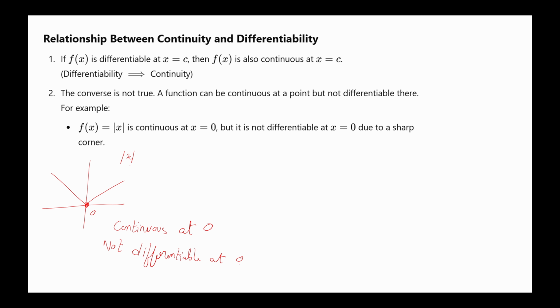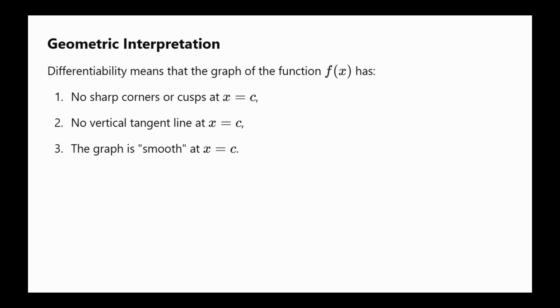Now again, talking about the geometric interpretation, as you could have seen in the graph that was drawn in the first slide: no sharp corner at x is equal to c, no vertical tangent at x is equal to c, and the graph should be smooth at x is equal to c. Only then can we say that our function is differentiable at that point.